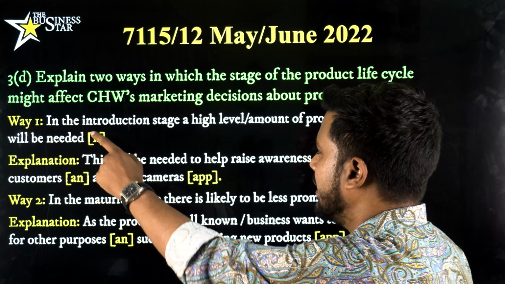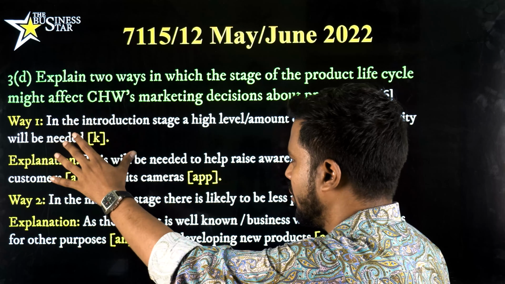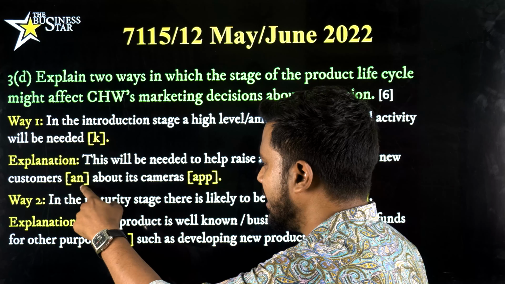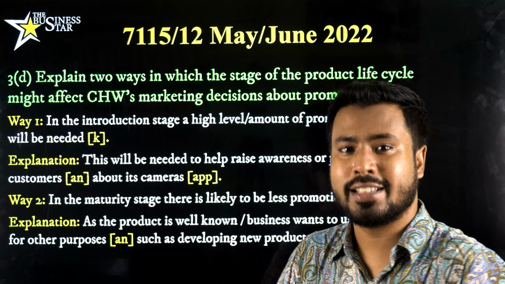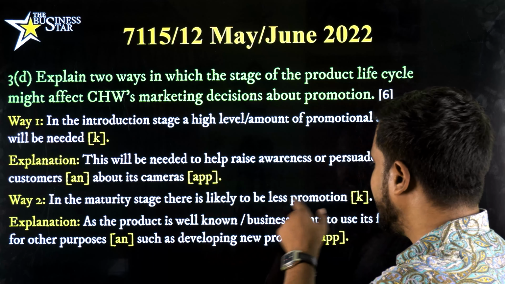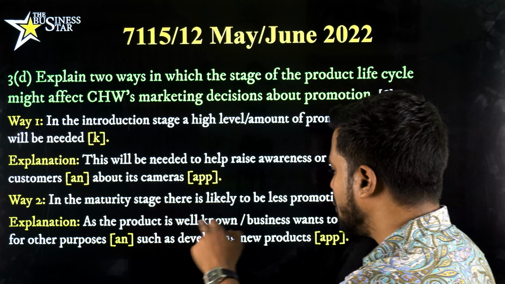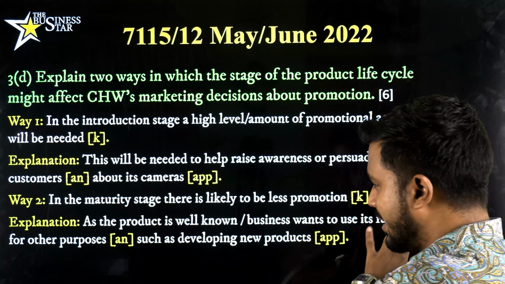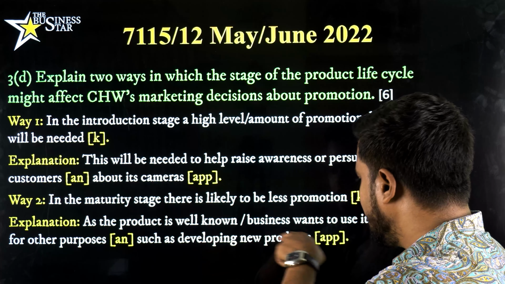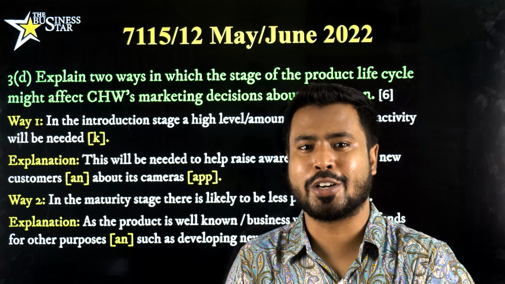In way 1, we see that in the introduction stage, a high level amount of promotional activity will be needed. This is the knowledge. So this will help to raise awareness or persuade new customers. This is the analysis about its cameras. We know that they're selling cameras. In way 2, in the maturity stage, there is likely to be less promotion, which is the knowledge. Let's look at the analysis and application. As the product is well known, business wants to use its funds for other purposes. This is the analysis, such as developing new products. Developing new products, these specific words were actually taken from the case study. So this will be part of the application.